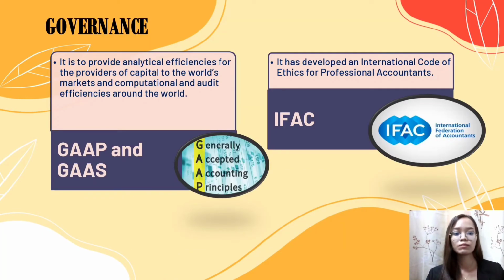In the accounting profession, there is a movement to a globally harmonized set of generally accepted accounting and auditing principles, known as GAAP and GAS, to provide analytical efficiencies for the providers of capital to the world's market and computational and audit efficiencies around the world. Concurrently, IFAC has developed an international code of ethics for professional accountants, and all IFAC member countries have agreed to standardize their country's code on the same or a similar basis to the new international code. The details of this international code are reviewed in Chapter 6.